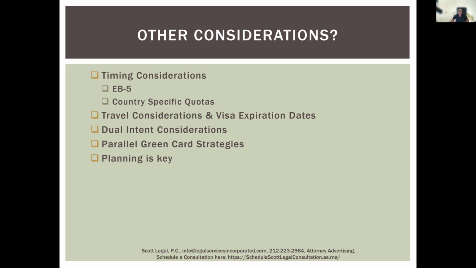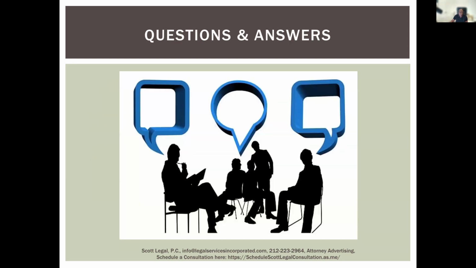And then sometimes people do pursue parallel green card strategies. We have one client right now that comes to mind where he's doing EB-5, but he's also perhaps eligible for NIW, and so we're doing both applications for him. And planning is really the key, I think, with all of these things.